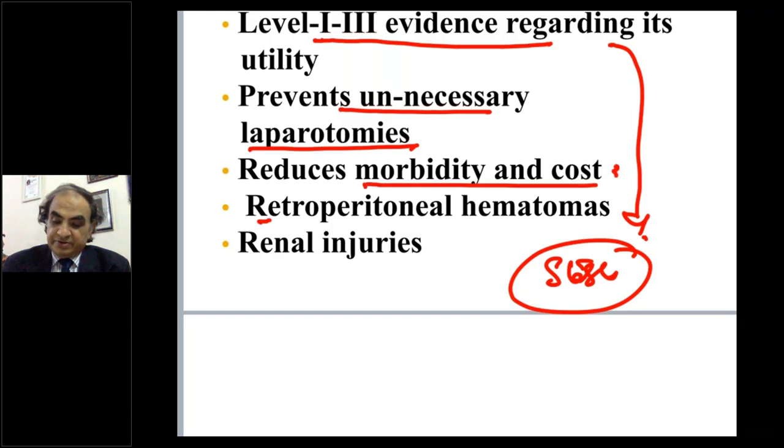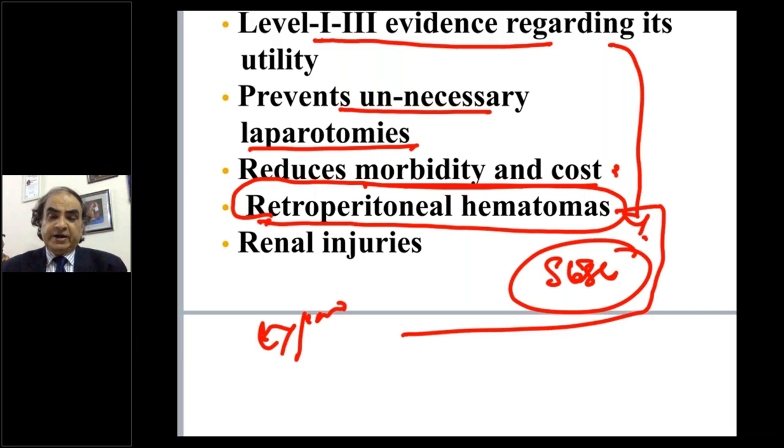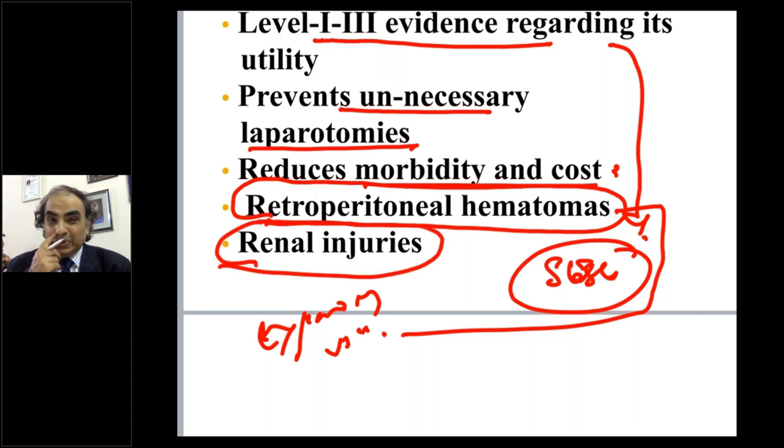But naturally, it can show you retroperitoneal hematomas, whether they're expanding or not. If they're not expanding, why open up? You'll take away the tamponade effect of the abdomen. So it is not very useful if it's non-expanding. So expanding versus non-expanding. And of course, renal injuries.